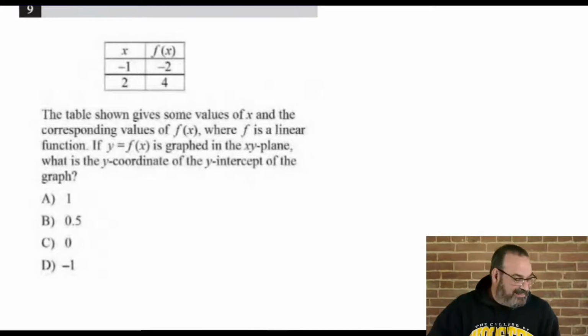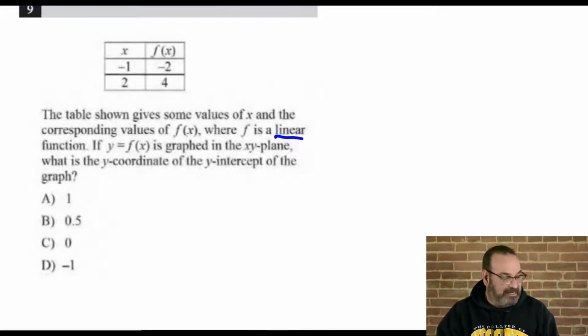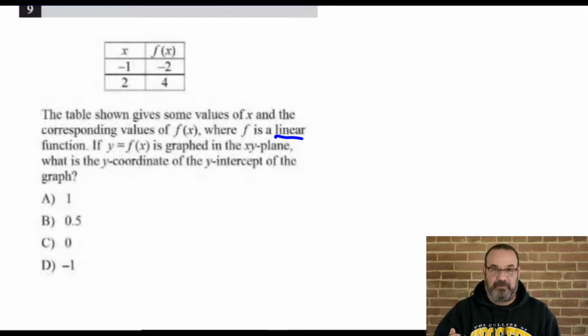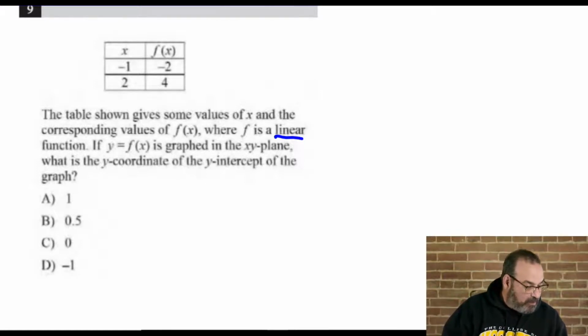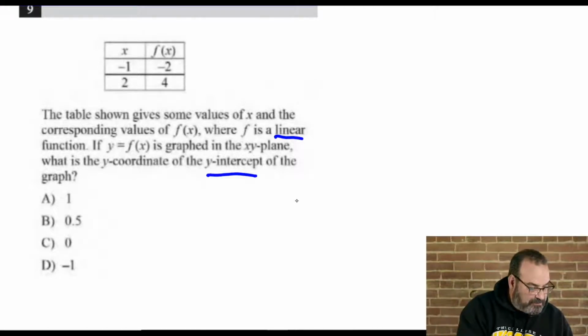All right, put the calculator back down. The table shows some values of x, linear. Sorry, I hate the way I'm doing the show tonight. I read ahead in the question because the SAT is so wordy. The table gives the values of x and the corresponding values of the function, where f is a linear function. All I needed to read was the word linear. Y equals f of x is graphed in the xy plane. The y-coordinate of the y-intercept. On the same test, 3, 6, and 9 are all the y-intercept. So they're looking for f of 0.